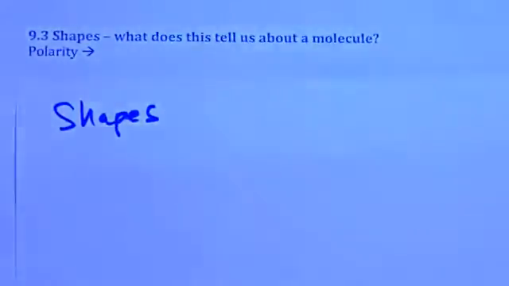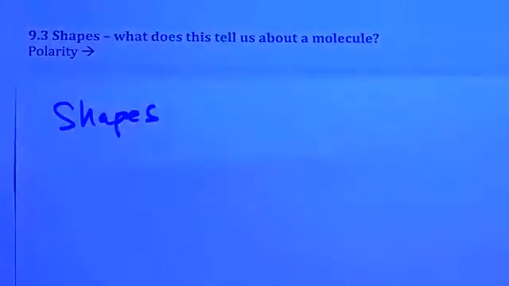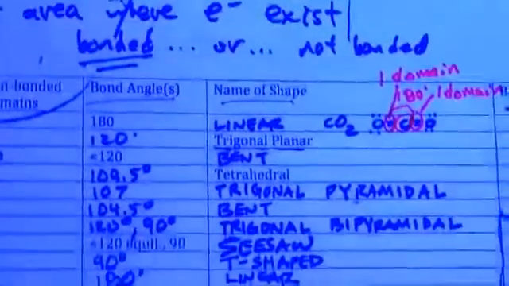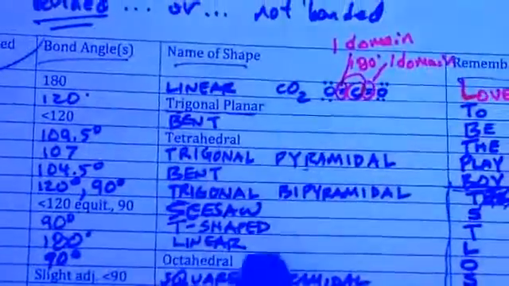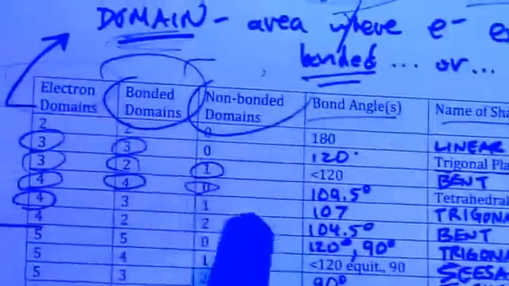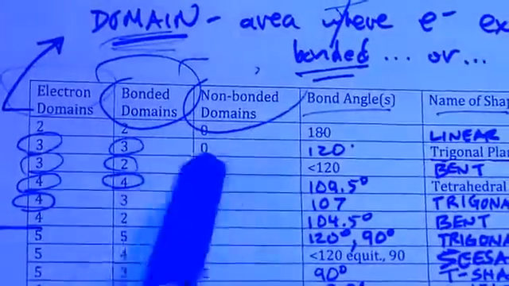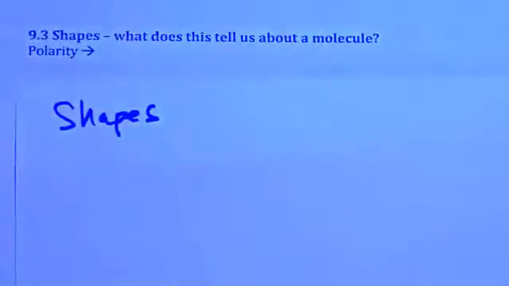Shapes, remember, are summarized by our shape chart. Make sure you've got this handy in your notes where we can say the bond angle, the name of the shape, the remember all, and then of course, most importantly, the bonded domains and the non-bonded domains. Should have those memorized. But what happens if we've got a big molecule?